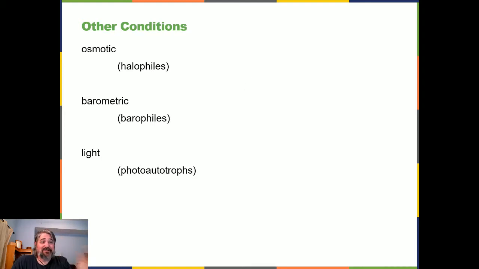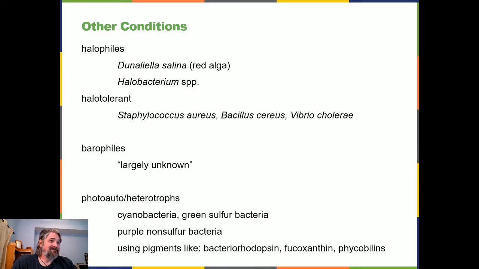Osmosis, so chemical pressure, physical pressure, and light. So halophiles, salt-loving organisms. The barophiles, so bacteria that grow in the ocean floor, are the ones that grow around those black smokers. Pretty much have to also be barophiles. And then light, so photoautotrophs being an example of an organism depending on light.